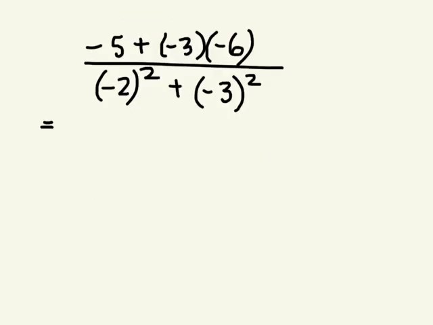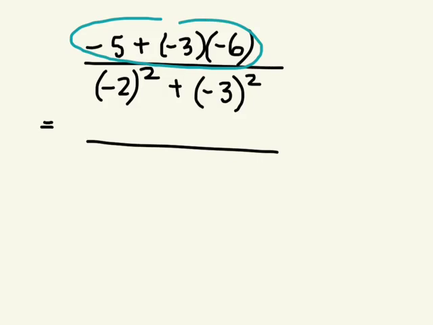Same thing here. Let's simplify the numerator first. So we have a few steps here. Do we need BEDMAS? Yeah, we do. Because we have negative 5, we have plus, but then here we have multiplication, right? So which part do we want to do first? This adding, or do we want to simplify the multiplication? Whatever comes in order first. So look at BEDMAS again.